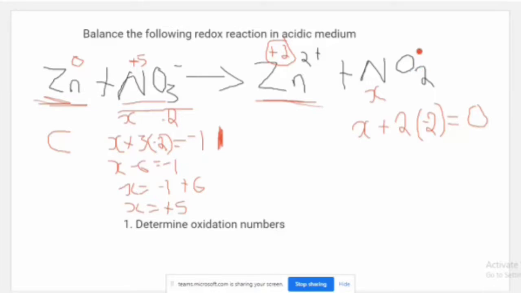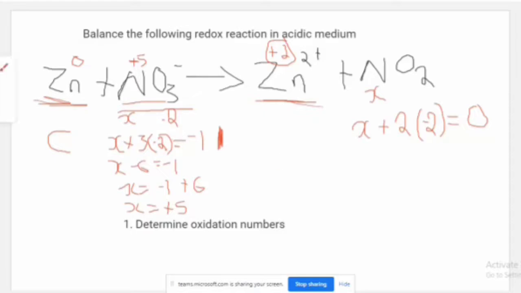So if there's no charge, it means that there's 0. So that is why we have x plus 2. Then this is 2. In brackets, we have -2, the oxidation state for oxygen. Then this should be equal to 0. While here, for the nitrate ion, we had a charge of -1. So we had x plus 3, then in brackets, we had -2. Then this is equal to -1.